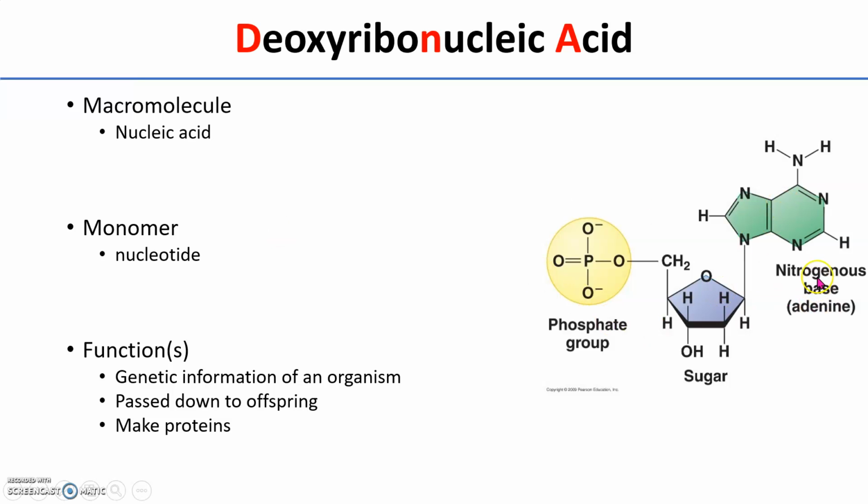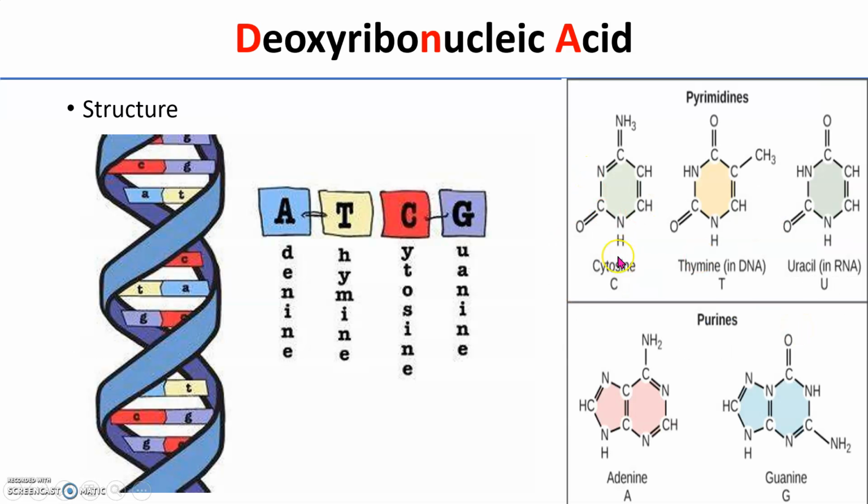This is a nucleotide, so it's a phosphate group, a 5 carbon sugar, and a nitrogenous base. In this case, that 5 carbon sugar is called deoxyribose. And then those nitrogenous bases can be adenine, thymine, guanine, or cytosine. Here they are: adenine, guanine, cytosine, and thymine. And we're going to talk about uracil a little later.